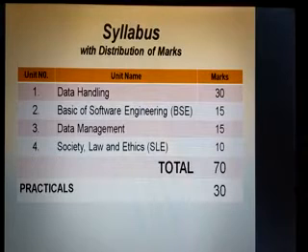Dear student, let us start Unit 1, that is data handling. In this chapter, we will talk about NumPy's most important data structure, that is NumPy arrays, and their applications, such as working with NumPy arrays.